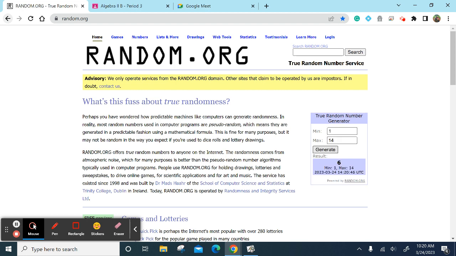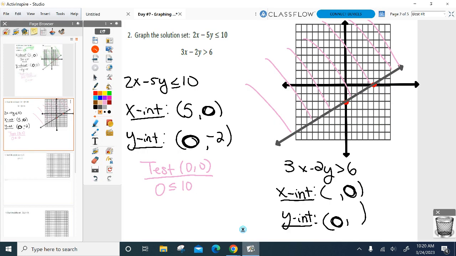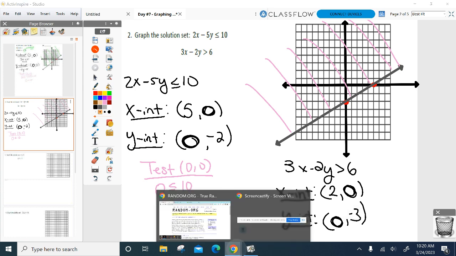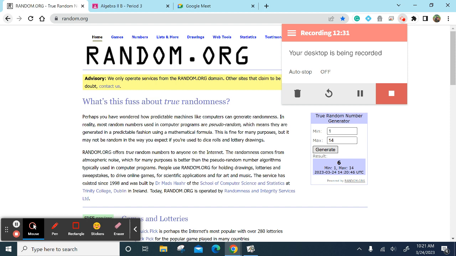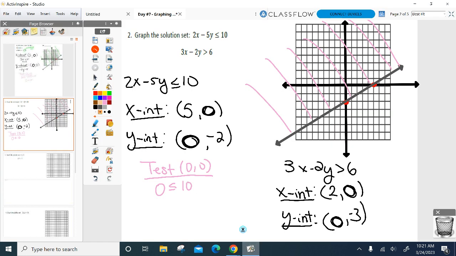X-intercept here: 2, 0. All right, now we got rocking, right? And now how about your y? 0, -3. There you go. All right, go ahead. Let's graph this bad boy. 2, 0.